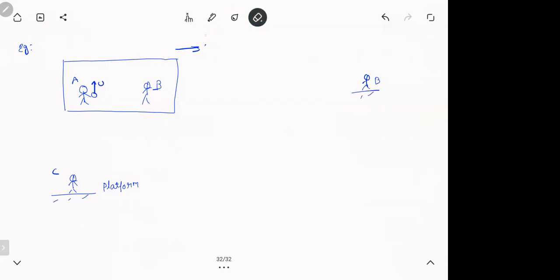Let's say this is B. B will say, okay, the ball is simply going up and coming down. You're getting it? That's what you will see. But if you ask me what is happening, you know what I will say? I will say the ball is going up and the ball will also have the speed of the train. Remember this, if you're in a train, you will have the speed of that train. That means the ball is actually flying like a parabola.